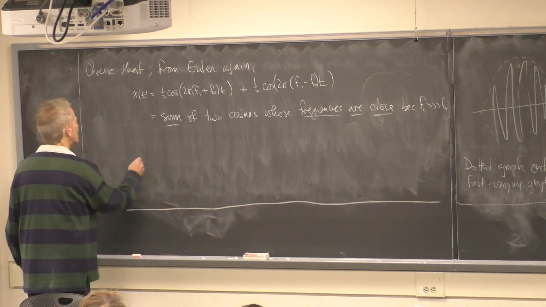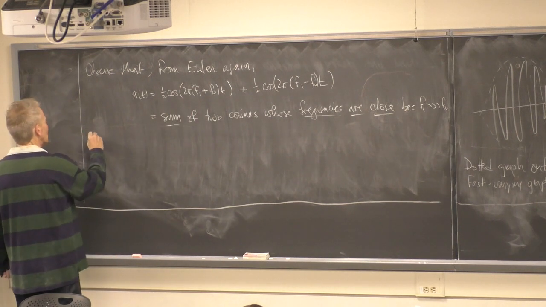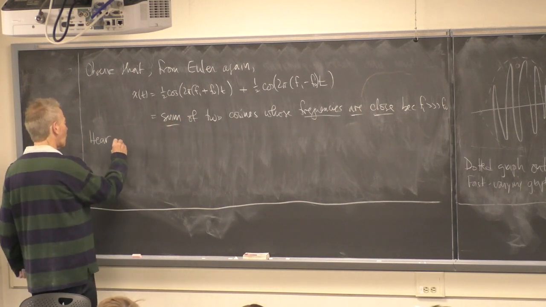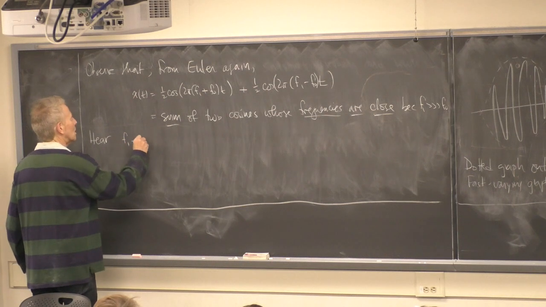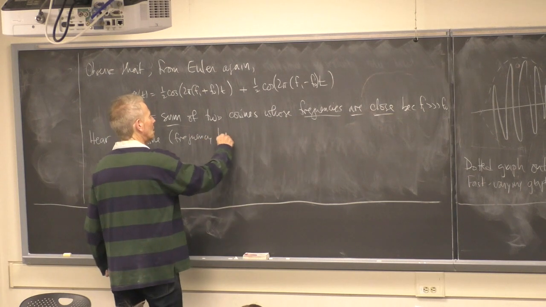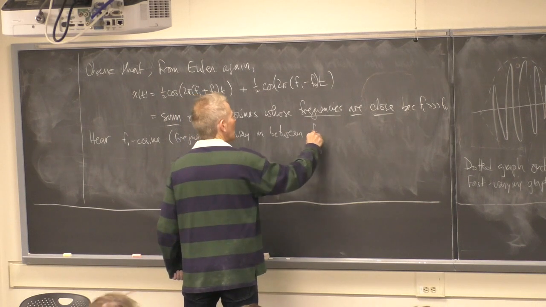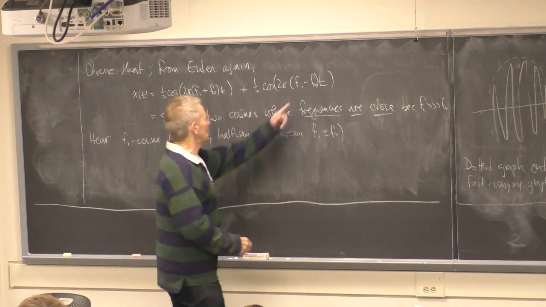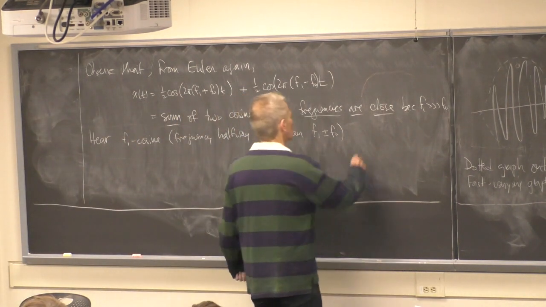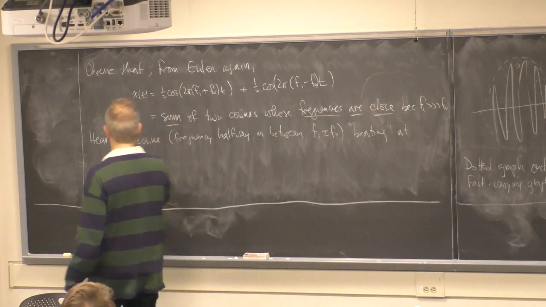So the idea here is that what happens when you add these two together is you hear, remember, the f1 cosine, which is a frequency halfway in between f1 plus and minus f0, which are the two frequencies of the component summands in x of t, beating, quote unquote, at frequency f0.